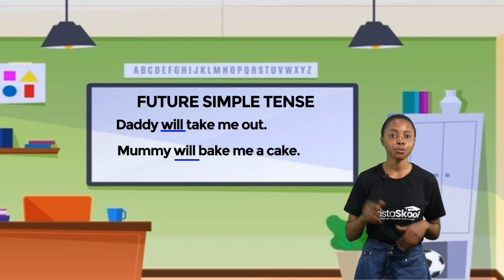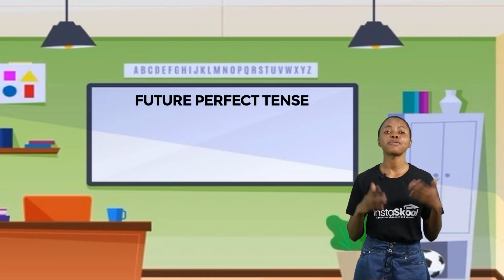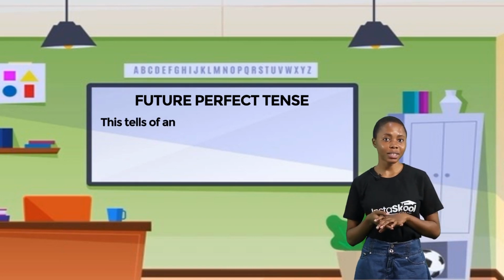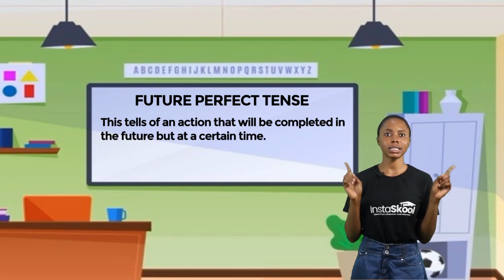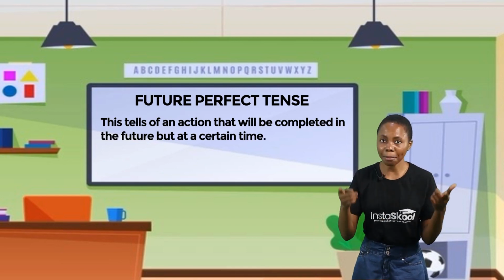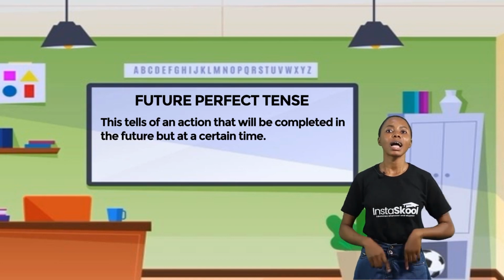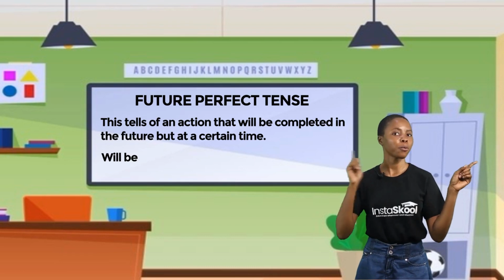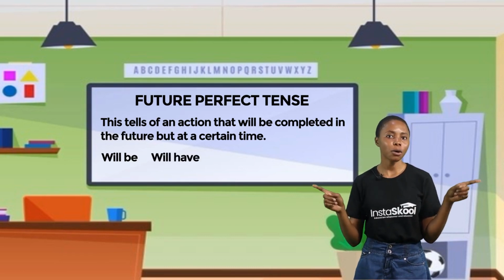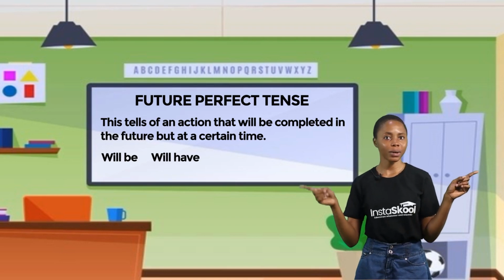The eighth tense we'll be taking is the future perfect tense. The future perfect tense tells of an action that will be completed in the future, but at a certain time. It will happen in the future, but at a certain time. The key word will be will be or will have, depending on its plural form or singular form. Will be or will have.